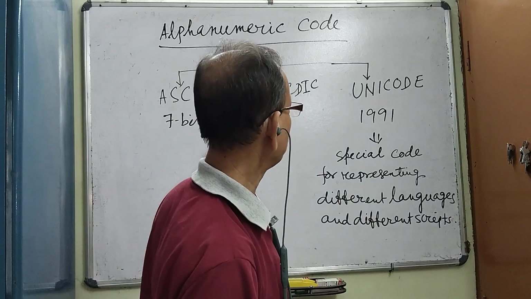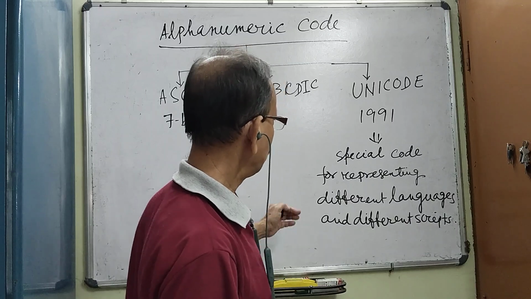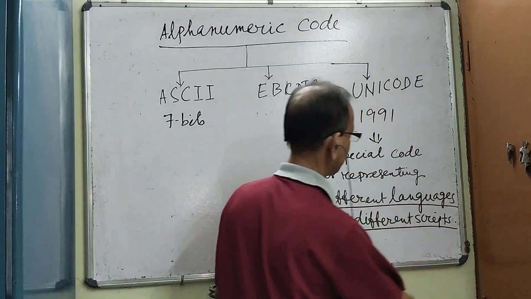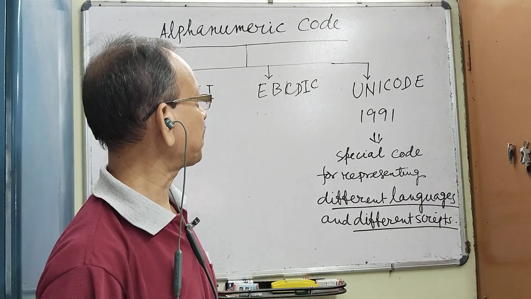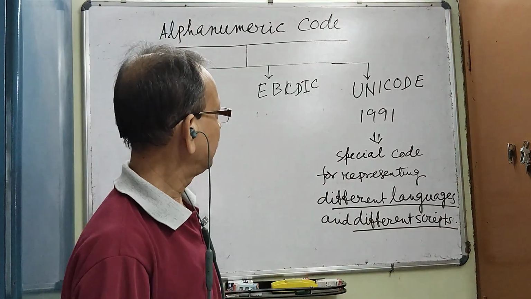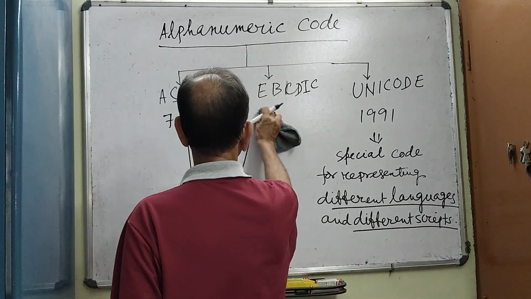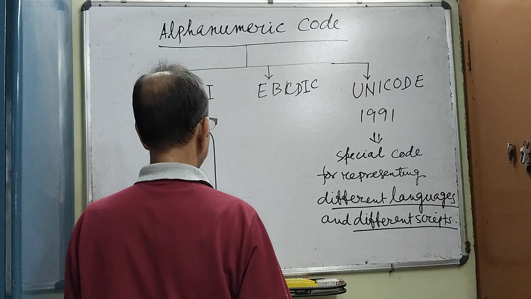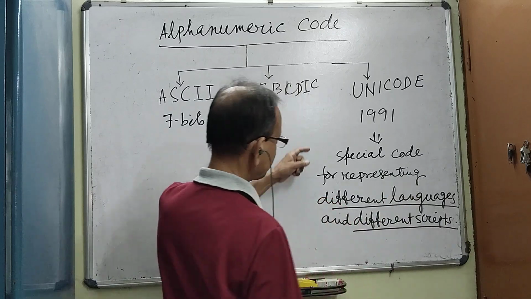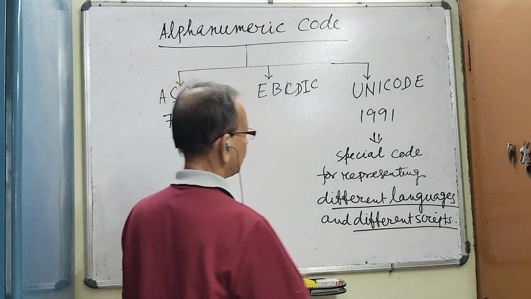That is special code. That is the binary code. All are binary code, by which we can represent different languages and different script. For this purpose, in 1991, developed the Unicode. Here, basically, three types of code. What are the three types of code? I write here. So this is the special code for representing different languages and different script.